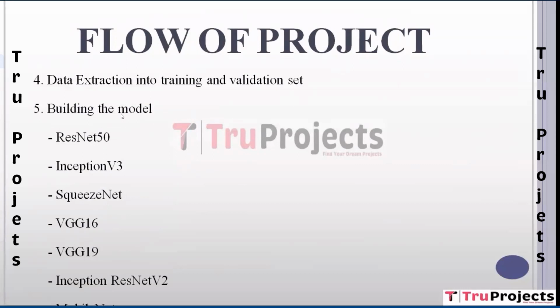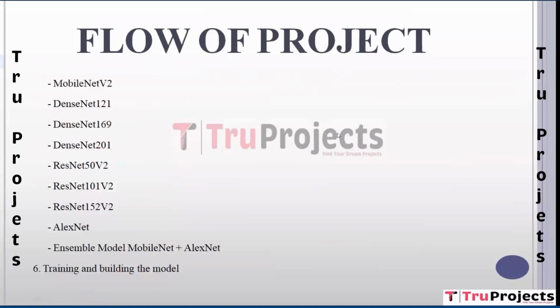Then we have building the model, creating various machine learning models for breast cancer classification. The list includes popular architectures like ResNet50, InceptionV3, XceptionNet, VGG16, VGG19, InceptionResNetV2, MobileNetV2, DenseNet121, DenseNet169, DenseNet201, ResNet50V2, ResNet101V2, ResNet152V2, AlexNet, and an ensemble model combining MobileNet and AlexNet.